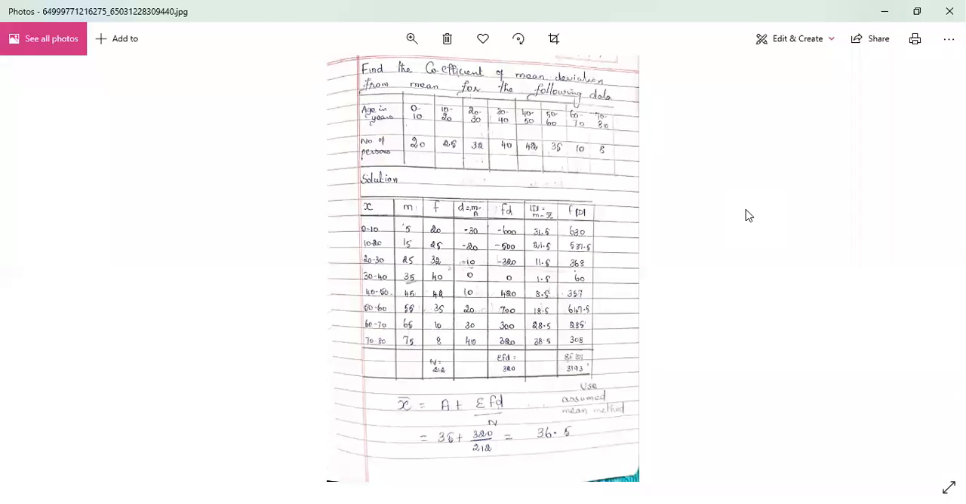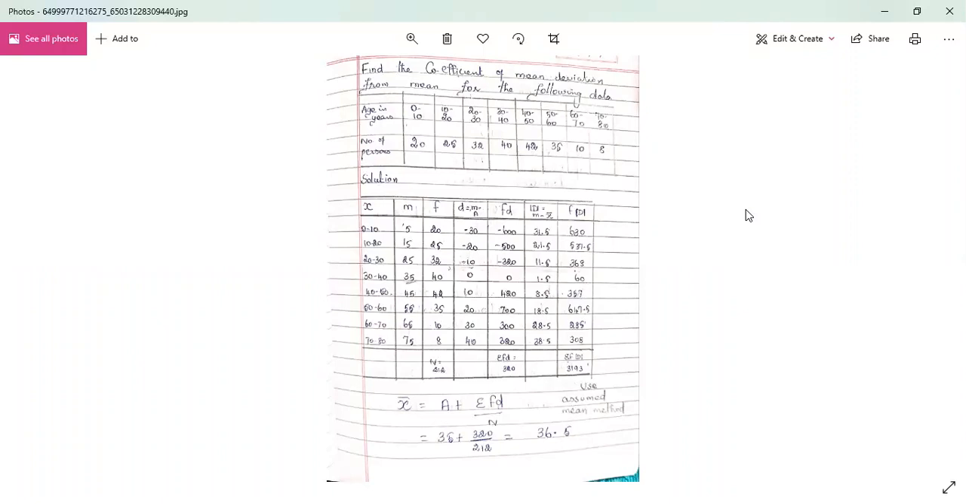In this problem, we use the assumed mean method. Midpoint: we know how to calculate the midpoint, 0 plus 10 by 2. So we get 5, 15, 25, 35, 45, 55, 65 and 75. 35 is the assumed mean. Frequency: 20, 25, 32, 40, 42, 35, 10, 8. So that n equals 212.